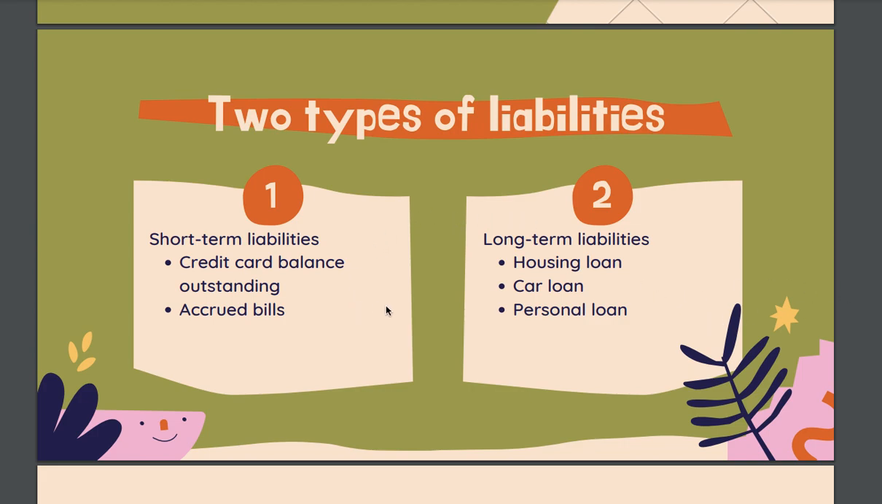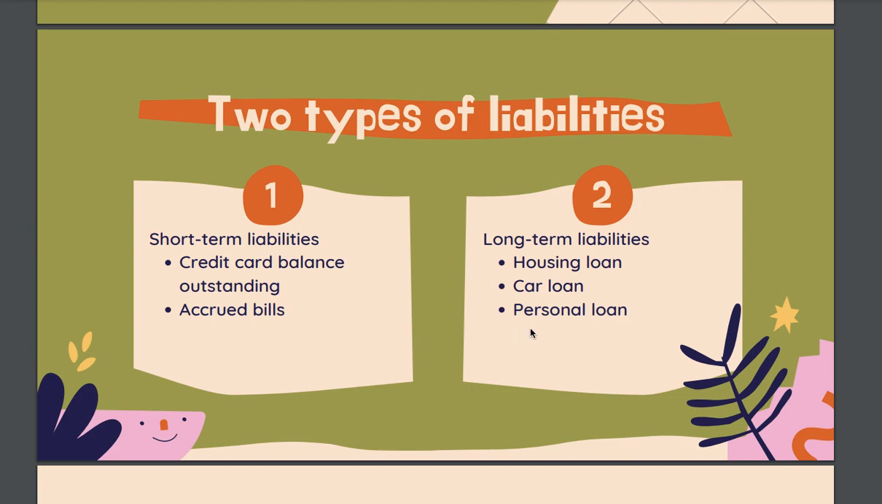Okay, which is a short-term liabilities. Okay, it has the maturity date is within a year. Alright, while the long-term liabilities, the maturity date is more than 1 year. Okay, so the example of the short-term liabilities are the credit card balance outstanding, and then the accrued bills, the bill-bill yang tertunggak tak bayar. So that is the short-term liabilities that must be settled within a year. Okay, ataupun less than 1 year.